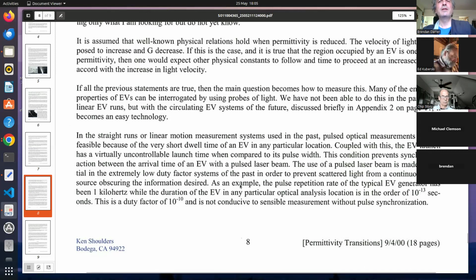As an example, the pulse repetition rate of a typical EV generator has been 1 kilohertz, while the duration of the EV in a particular optical analysis location is on the order of 10 to the minus 13 seconds. This is a duty factor of 10 to the minus 10 and is not conducive to sensible measurement without pulse synchronization.